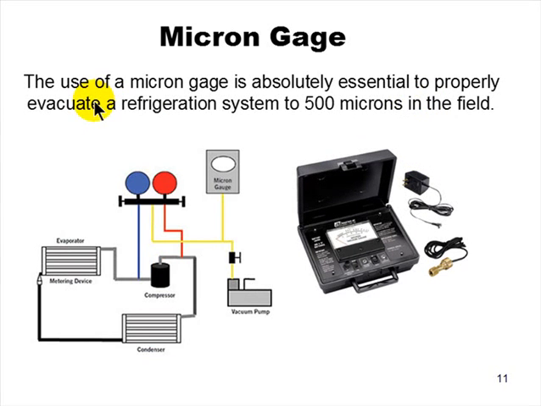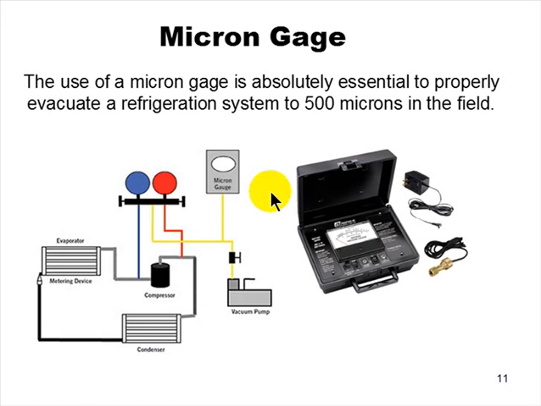Micron gauge. The use of a micron gauge is absolutely essential to proper evacuation of a refrigeration system to 500 microns in the field. If you're using a compound gauge to do that, you're guessing. You have no idea what your vacuum is, or even if you have a small leak, it'll never show up in that compound gauge.